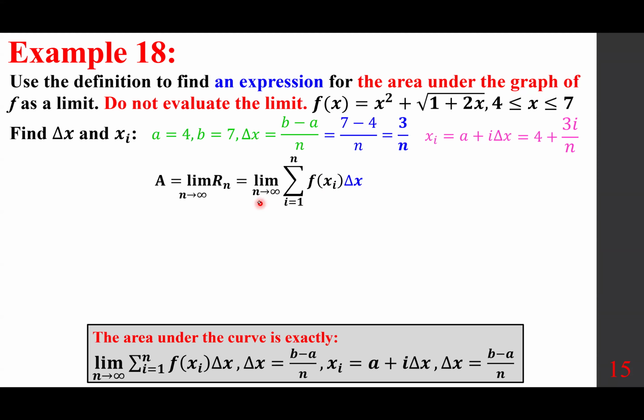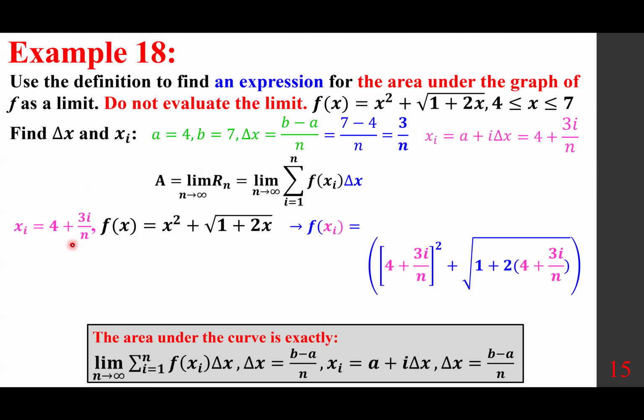So first and foremost, what is f of x? This one. What is x sub i? This one. So let's write them. And what is f of x sub i? Well, very simply put, replace the x. So we get x squared. That means 4 plus 3i over n, quantity squared, plus the square root of 1 plus 2 times that.